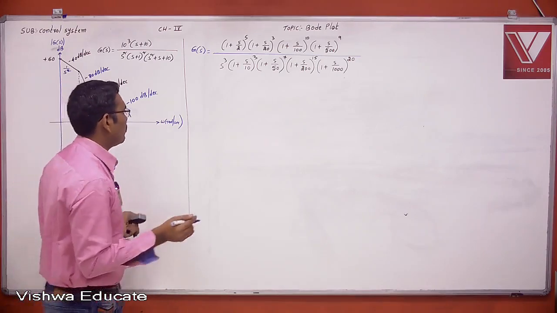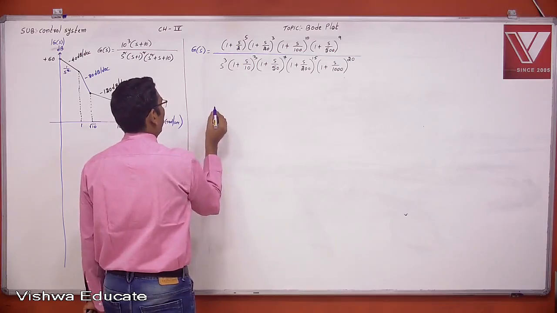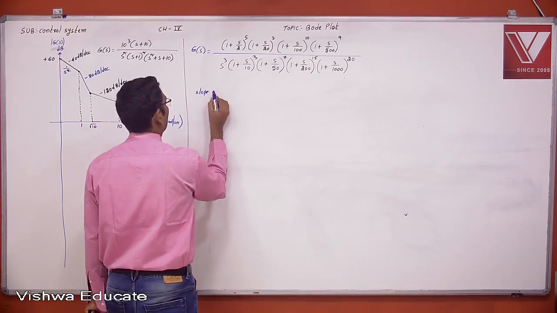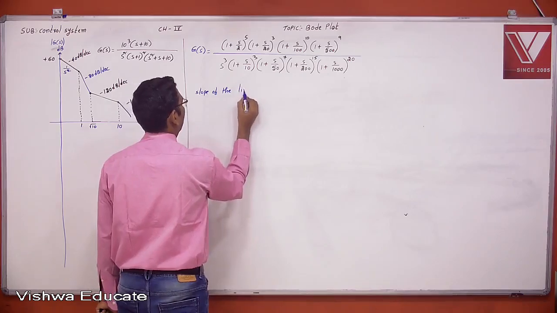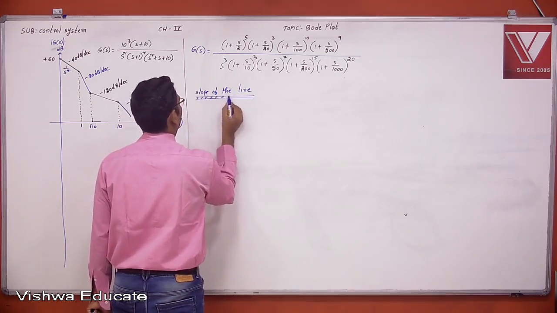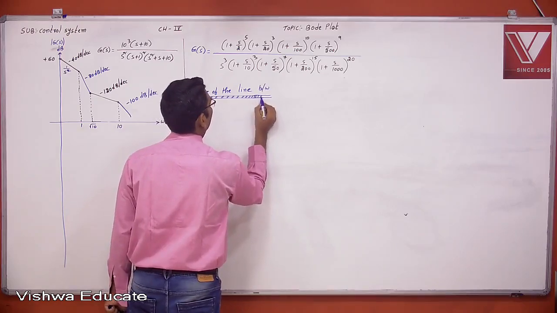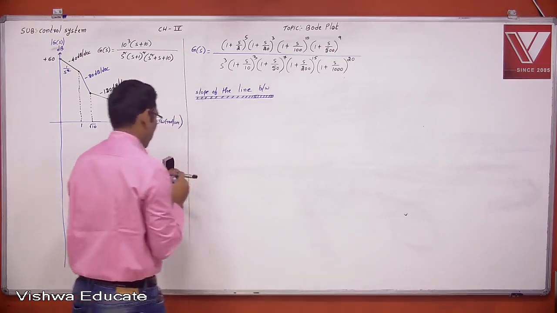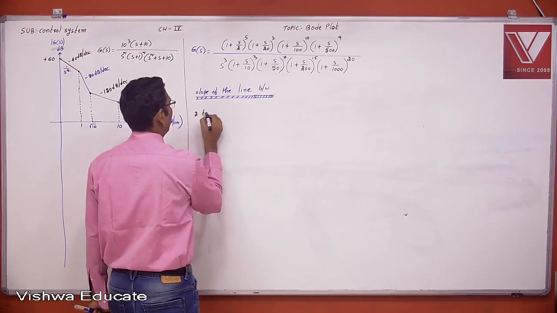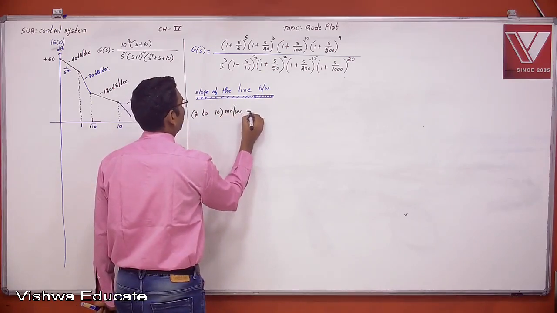Now the questions are: he is asking slope of the line between 2 to 10. Slope of the line. This is one question he is asking. Slope of the line between 2 to 10 radians per second.